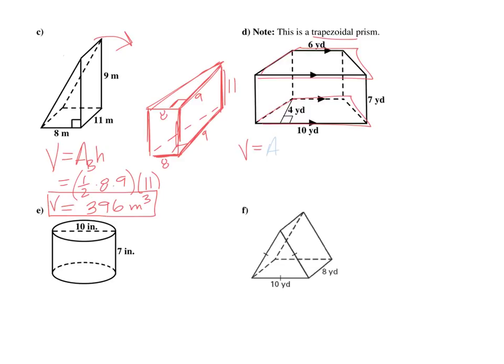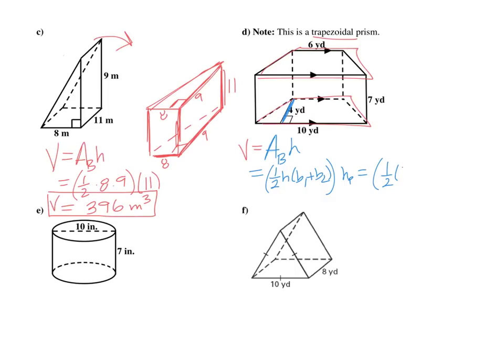Okay. I have area of base times the height. What is the base? The base is a trapezoid. All right, so here's the formula for figuring out the area of a trapezoid. And this is the height of the prism. So I have half of, what is the height of the prism?